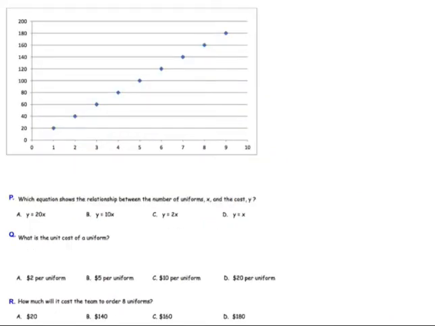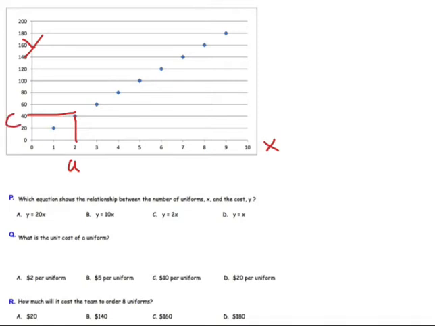The next page of the study guide has the graph, and hopefully when you take a look at the graph, your memory was refreshed in terms of an x-axis and a y-axis. So this problem says, which equation shows the relationship between the number of uniforms x and the cost y? All I want to do is pick a data point. So let's say I pick 2. That means when I have 2 uniforms, it costs me $40.